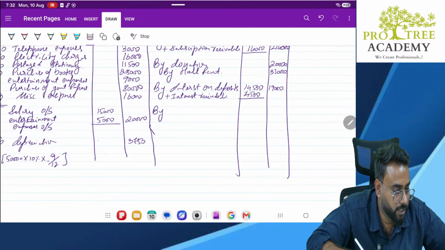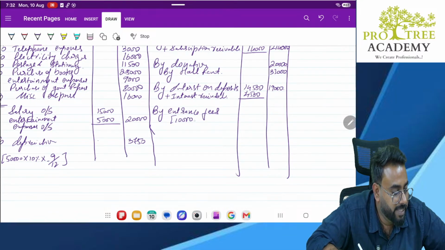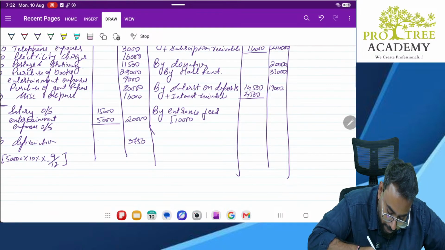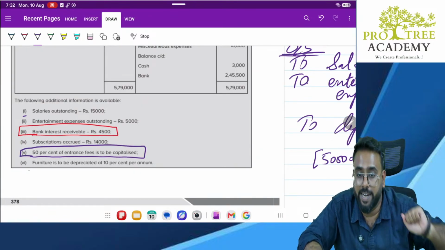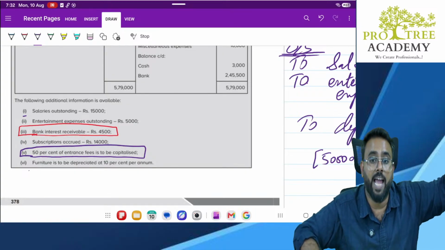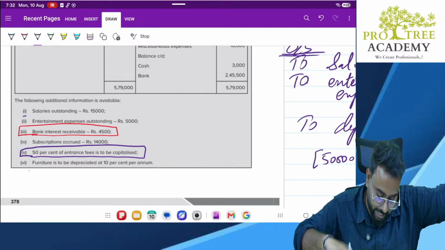By entrance fees. How much? 10,000. But there is a condition given below. What is the condition? Sir, the condition is, look here, 50% of the entrance fee needs to be capitalized. That means out of the total entrance fee, 50% needs to be transferred to capital account. That means it is a capital receipt.